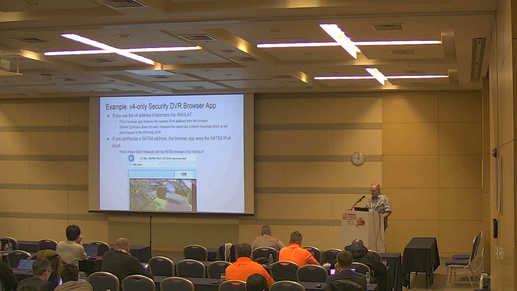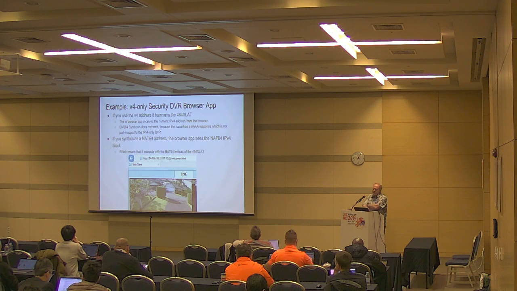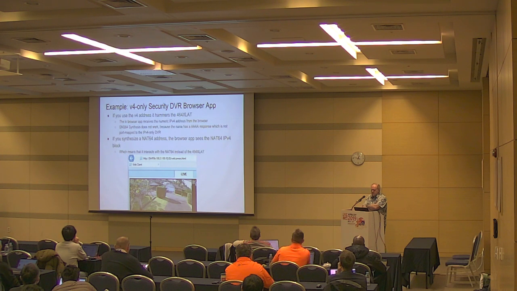Here, this is my driveway at home, a picture of it. And the security DVR is kind of an interesting case where if you use a V4 address, it hammers the 464XLAT. It just puts a bunch of traffic through there. The in-browser app receives the numeric V4 address from the browser, and then DNS64 synthesis does not work because the name has a quad A response, which is not port mapped on the V4-only DVR. Which is a whole mouthful, and I understood it when I wrote it.